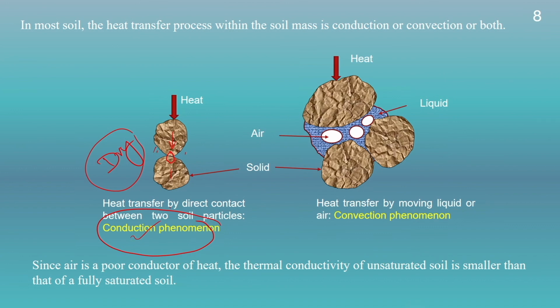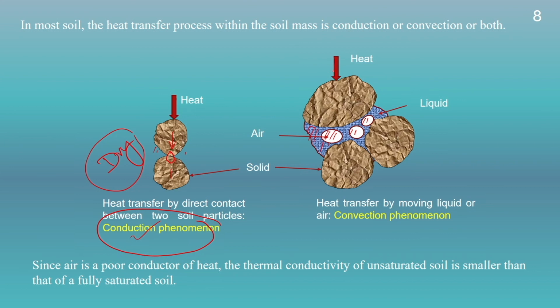Now, if we take a saturated soil or an unsaturated soil, there will be water and air. If it is fully saturated, then there will be no air, it will be completely filled with water, and if it is unsaturated, then some pockets of air will be there. We know that water is a good conductor of heat.